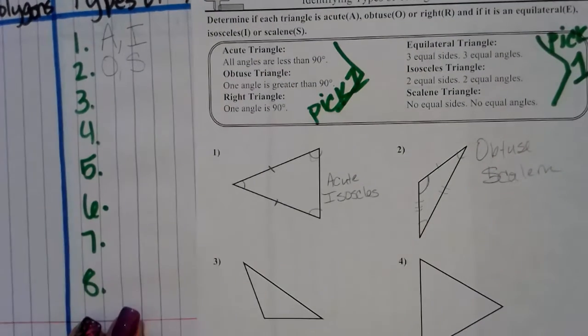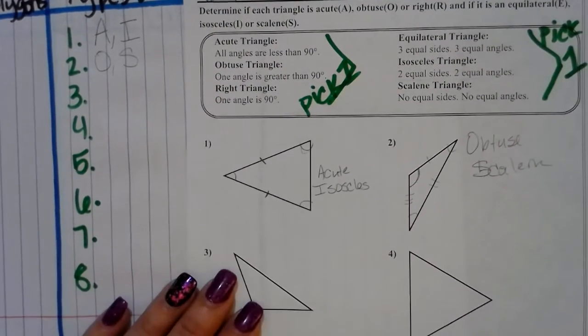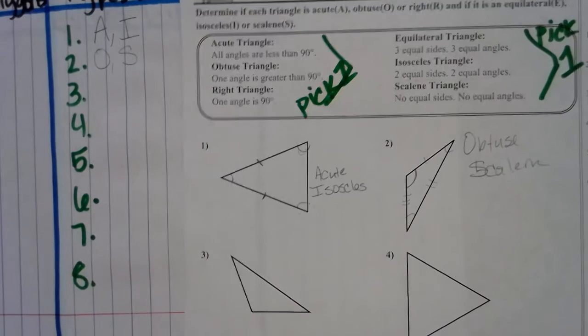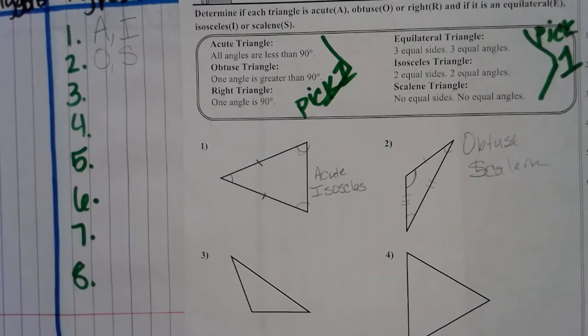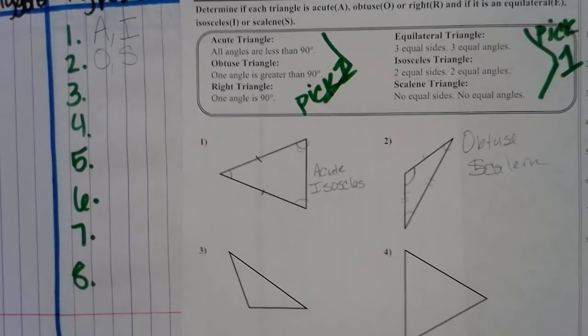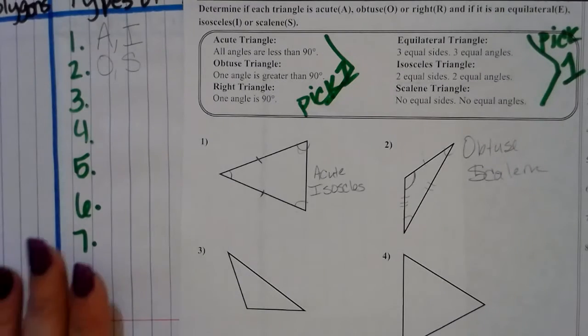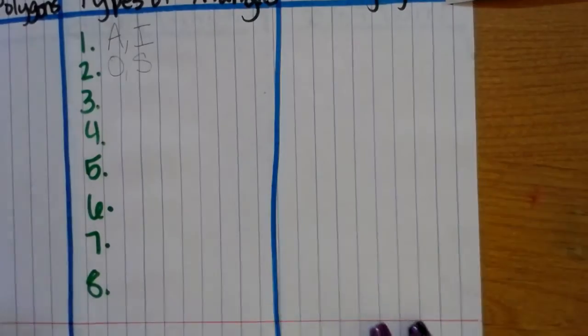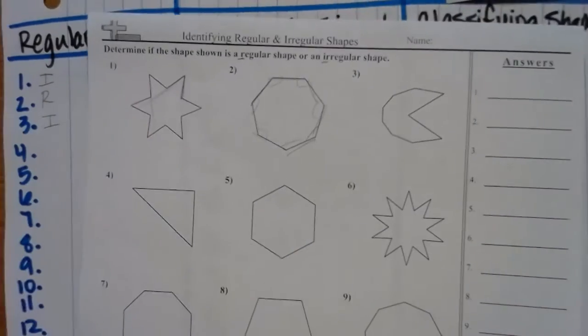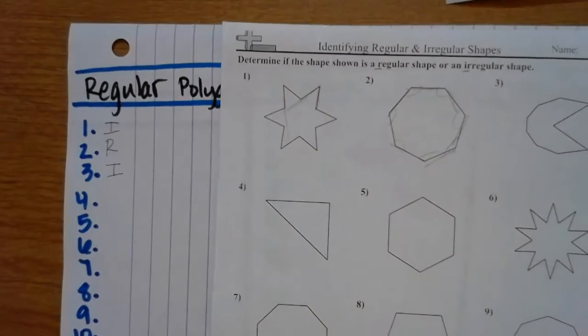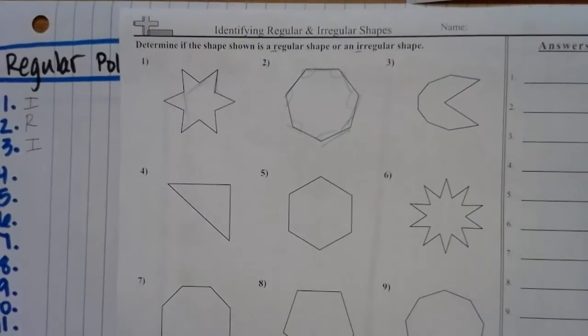Just the initials. So you're going to finish these out. I'm going to show you each of these. Let me pause. I just realized something. I did not show you the questions for the first sheet. So go back to your regular polygons. And I'm going to show you all of the questions.